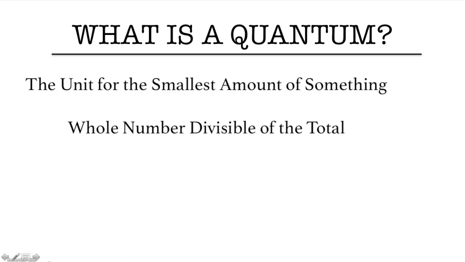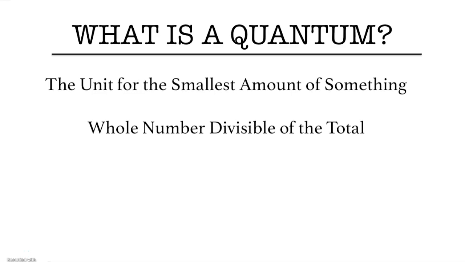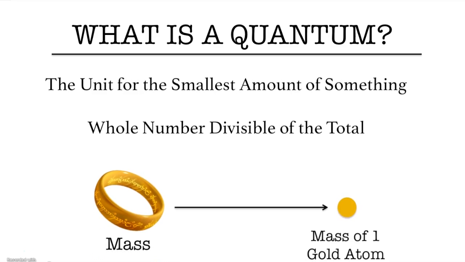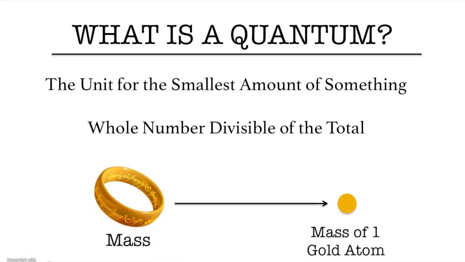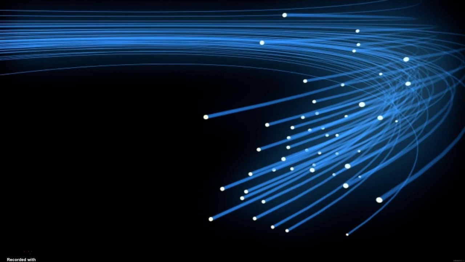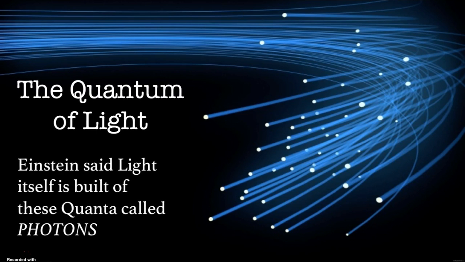Essentially, a quantum is the unit for the smallest amount of something. For example, if we take the mass of this gold ring, the quantum is the mass of a single gold atom. The quantum always has to be a whole number divisor of the total. In this case, I could multiply the mass of the single gold atom by a certain number and get the mass of the whole ring. Einstein went one step further to say that light itself is built of quanta. The quantum of light, or any electromagnetic radiation for that matter, is now called a photon.